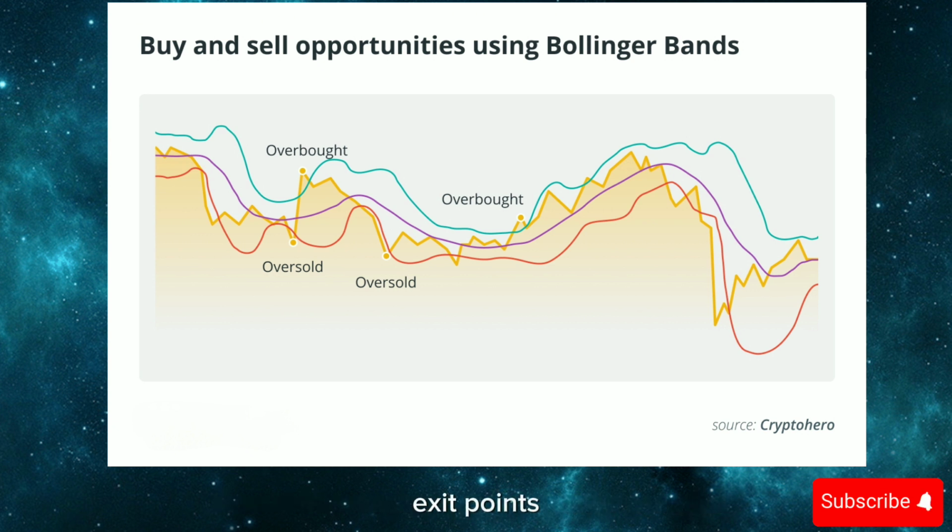Exit points. Bollinger Bands can be used by traders to determine when to close out a position. For instance, it may be an indication to take profits if traders are long on a cryptocurrency, and the price is approaching the upper band. In contrast, it might be time to close out the trade if they are short, and the price is getting close to the lower band.